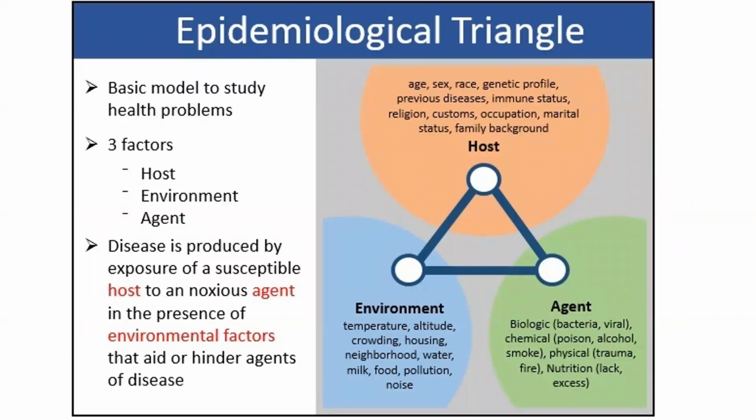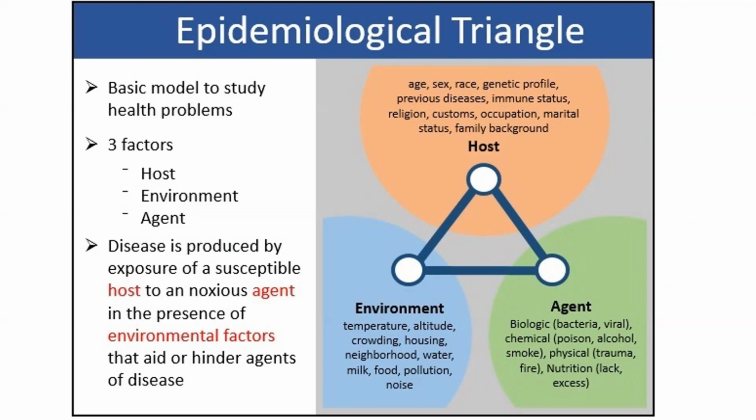So another way to think about disease is this epidemiological triangle. So this idea that there are three components. It's a basic model that we use to look at and consider how disease is transmitted and how it affects people and communities. So we see there are three components to the epidemiological triangle, right?